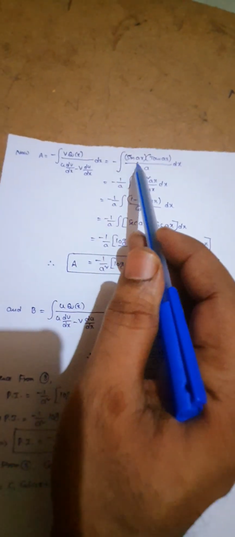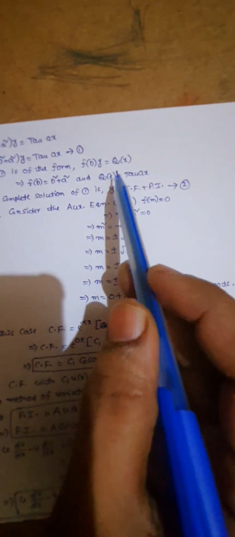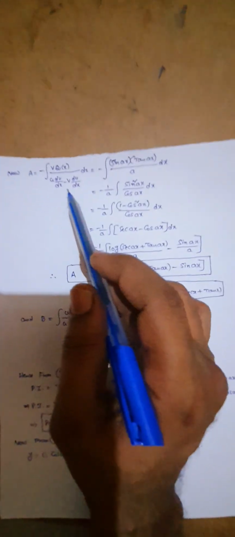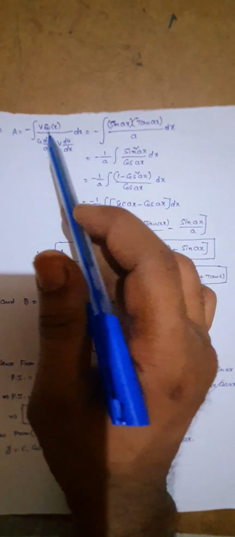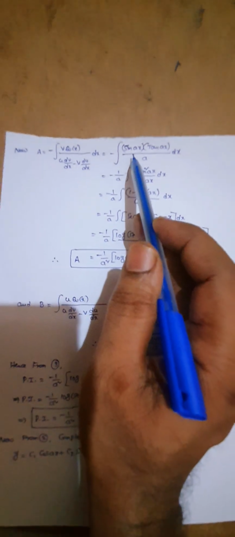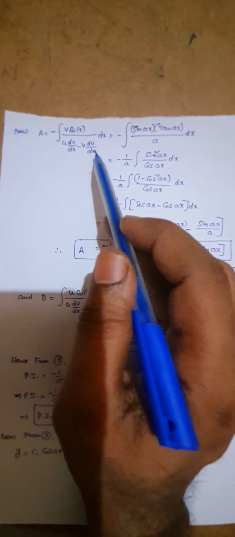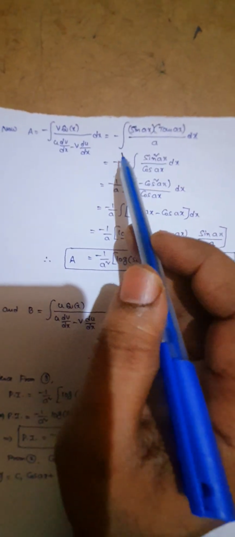And now v, what is v? We have v of x equals sin ax. What is q of x? We have q of x, which is tan ax. I have written here tan ax by, already we have found this, u dv/dx minus v du/dx, which is a, dx. I have written v here, which is sin ax, q of x here, which is tan ax, by a, whole dx. Now simply we have to solve this integration, which is nothing but the answer for this capital A.